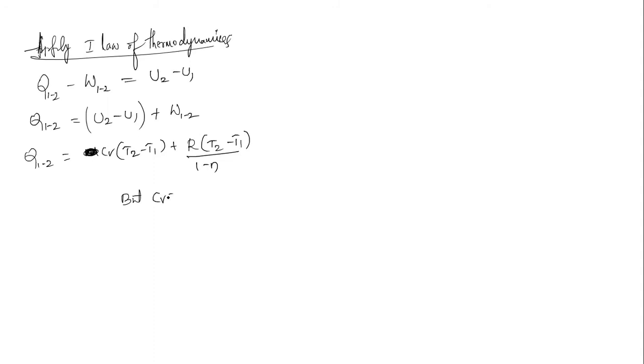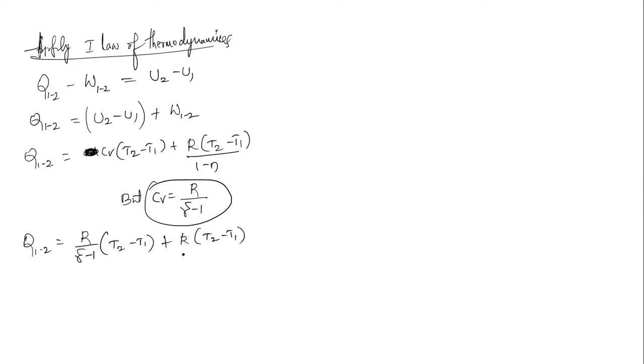But we know Cv is equal to R divided by gamma minus 1. I have written Cv in terms of R because R is there, so I can take R outside. Q1 to 2 is R divided by gamma minus 1 into (T2 minus T1) plus R into (T2 minus T1) divided by 1 minus n. Therefore, I can take out common (T2 minus T1) and also R. The remaining thing is 1 by (gamma minus 1) plus 1 by (1 minus n).